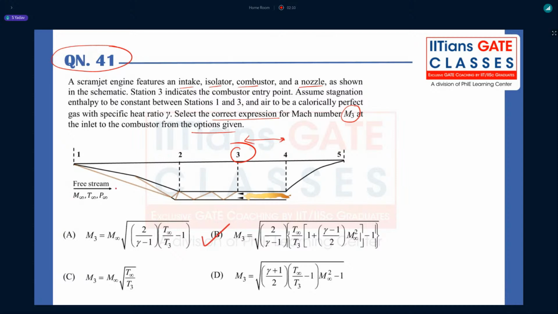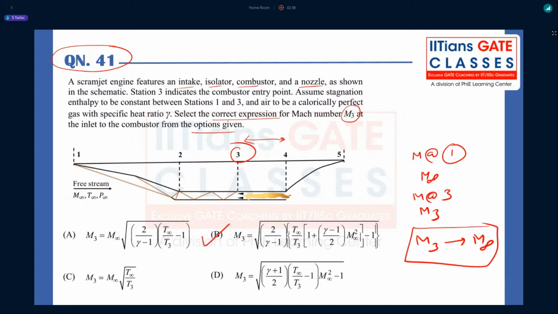So we know that the free stream Mach number is M infinity, with T infinity and P infinity. So the Mach number at station 1 will be M infinity, and the Mach number at station 3 we can write as M3. Now we have to choose among these four which relation is correct, and until you derive it, there's no way of knowing which one is correct. So we are looking for a relation between M3 and M infinity. A very important point that you have to pay attention to in this question.